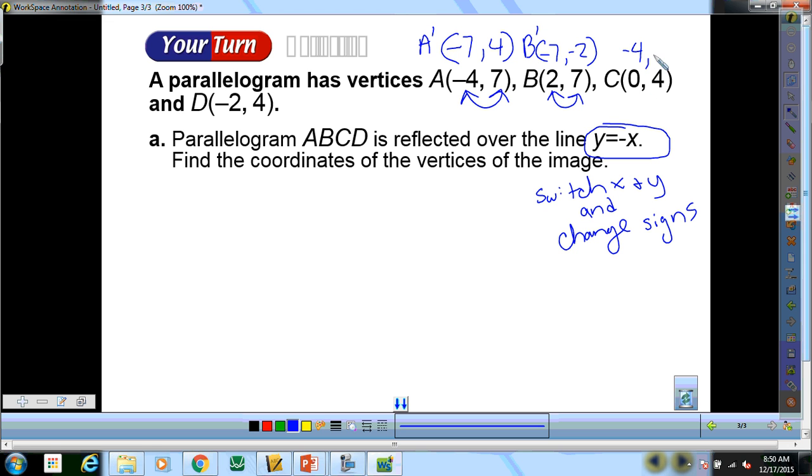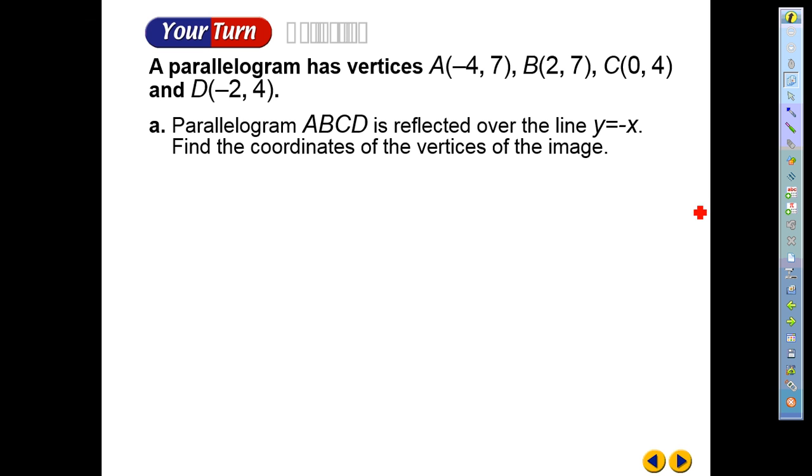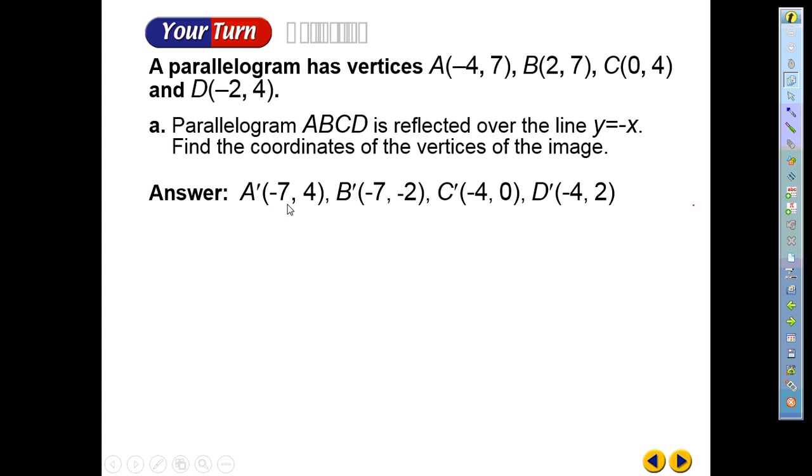So negative 4, 0. Now do be aware, 0 doesn't really have a sign to change. So positive 0 and negative 0 are the same thing. Switch them and change the sign. So it'll be negative 4 and positive 2. So I switched their places and then I changed their signs. That's the rule for when it is y equals negative x. So we switch places and change the signs.